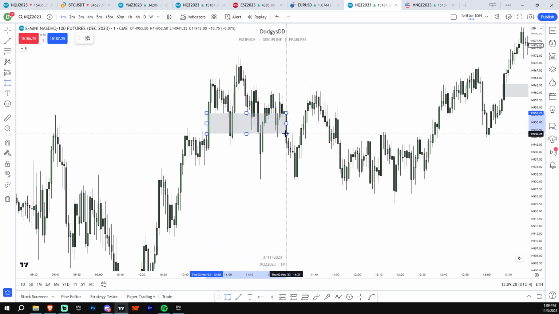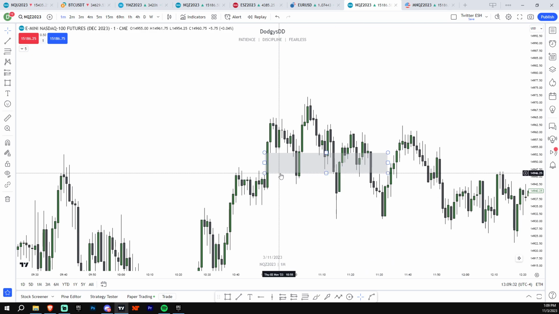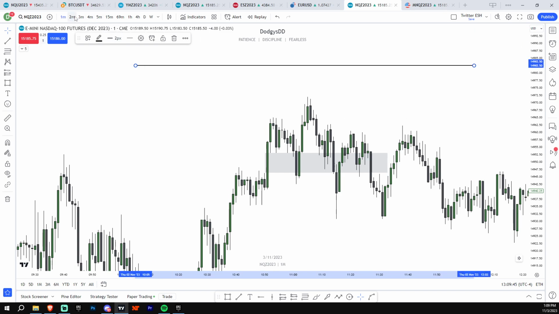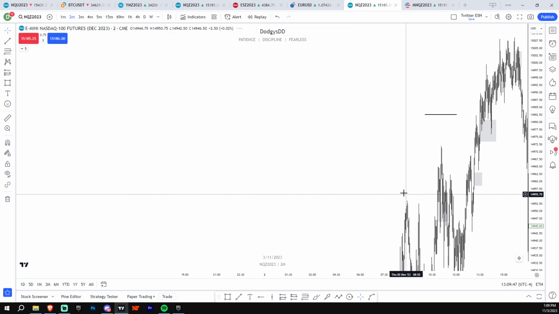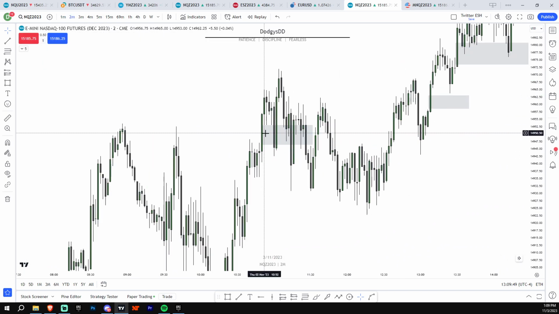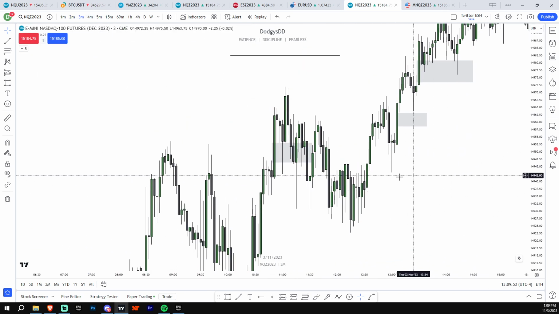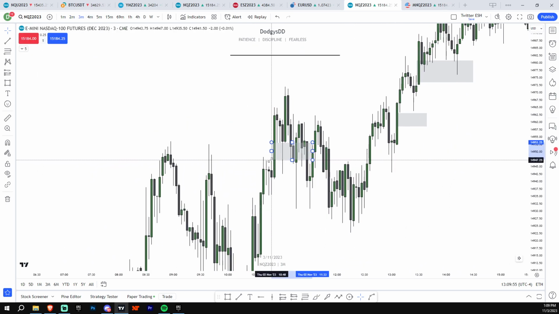Okay, now this one fails. But there was a valid reason for this. So the last thing I'm going to say for the inverses that I like and don't like is this. If you have a 1 minute fair value gap and it lines up with a 2 minute, let me just draw a line here. It lines up with a 2 minute, which it does. Okay, and it lines up with a 3 minute, which it does.